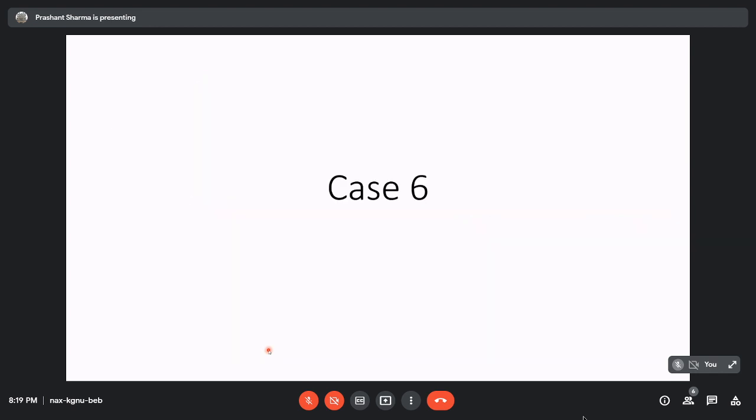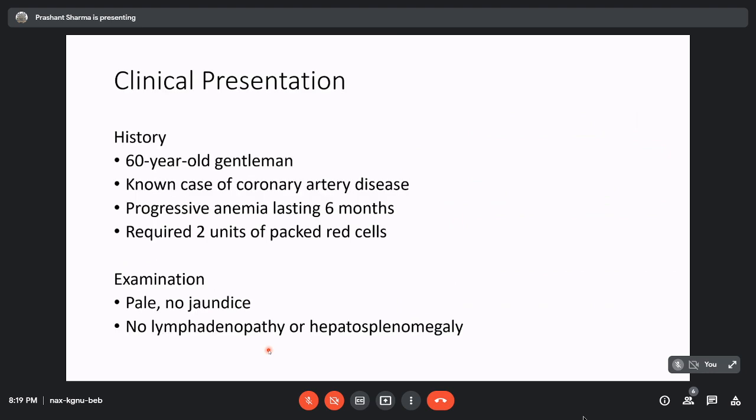Okay, so moving on to our last case now. This is a 60-year-old gentleman. He was a known case of coronary artery disease. So 60-year-old, yeah? So typically, we've been talking about young people in the rest of the class, but here we've got an older person in a class on hemoglobinopathies.